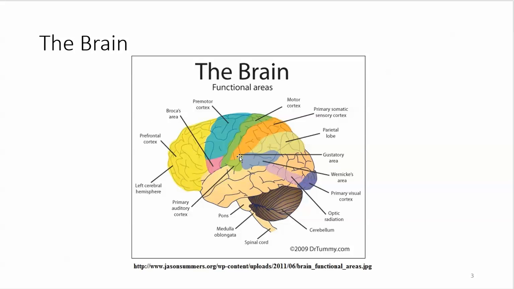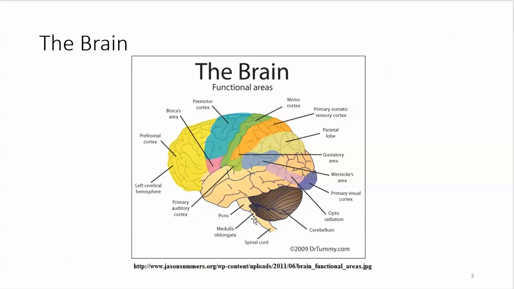The gustatory area is responsible for perception of taste. Wernicke's area has to do with language comprehension. The primary visual cortex detects visual stimuli. Optic radiation carries visual information to the visual cortex. The cerebellum is associated with the regulation and coordination of movement, posture, and balance.